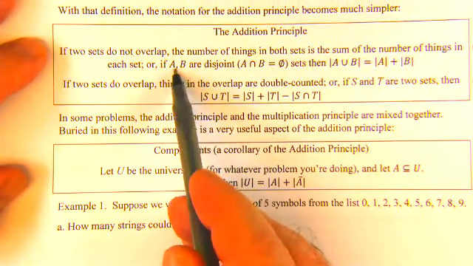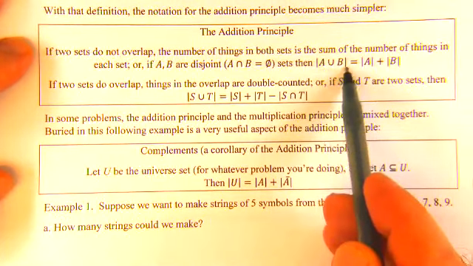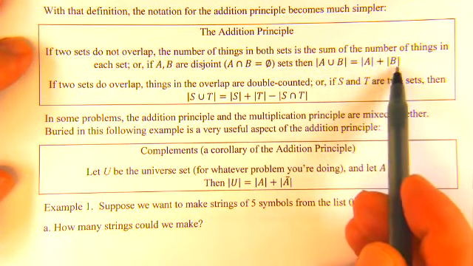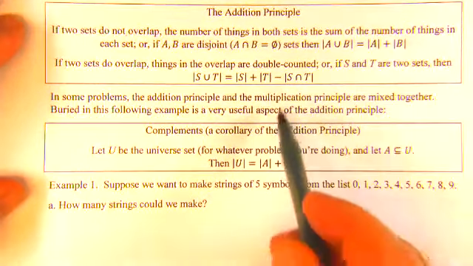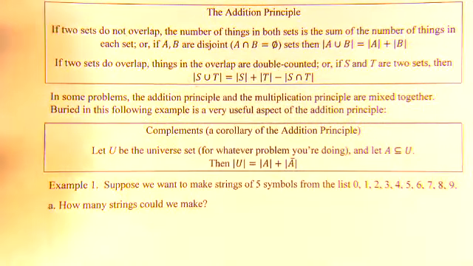So if A and B are disjoint, right, no intersection, then the union of the two, which is putting the 2 sets together, the number of things in the union is the number of things in A plus the number of things in B.